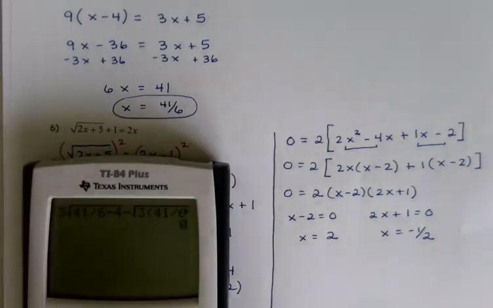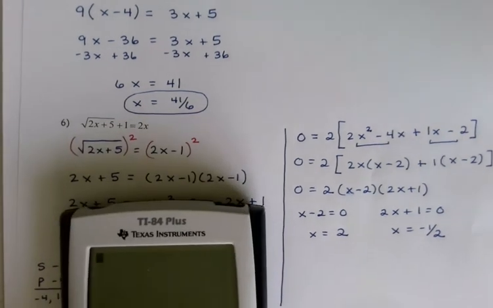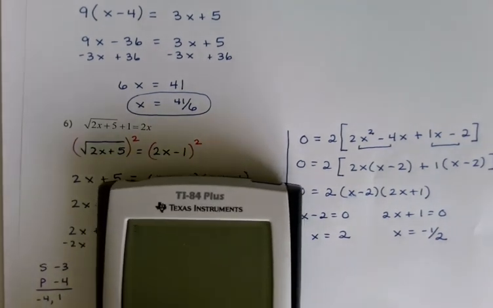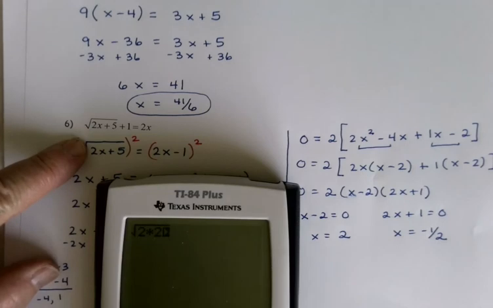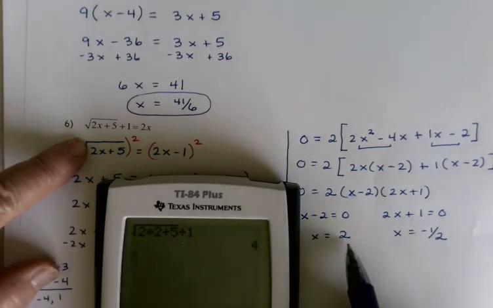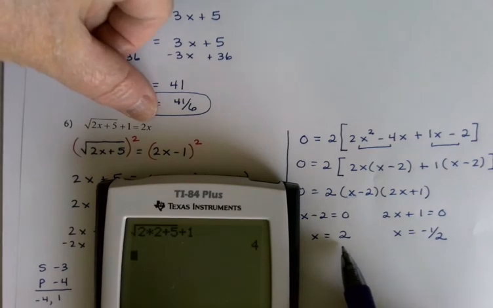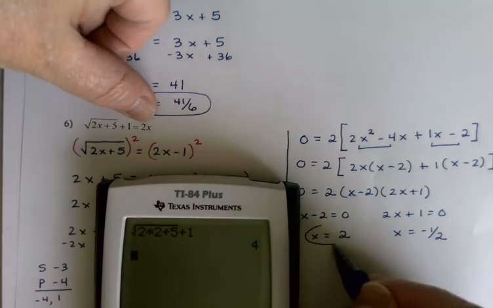Let's try them. The square root of 2 times 2 plus 5, oops, plus 1 is 4. And of course over here 2 times 2 would also be 4. So that looks like it works just fine.